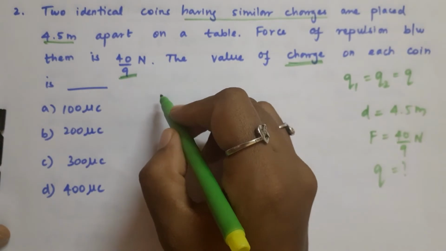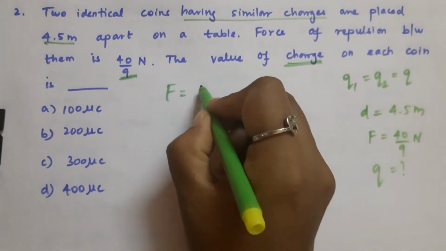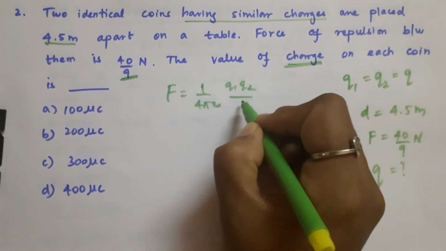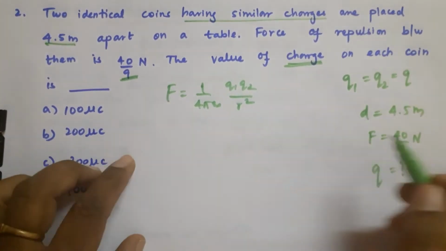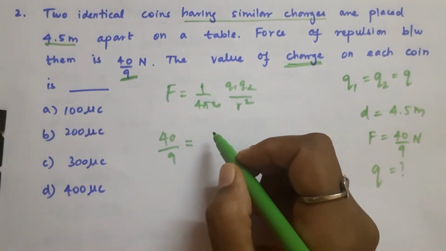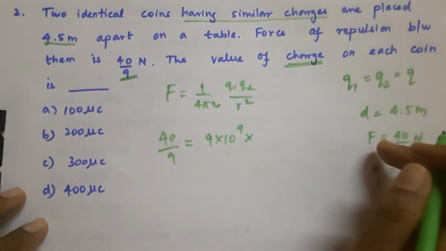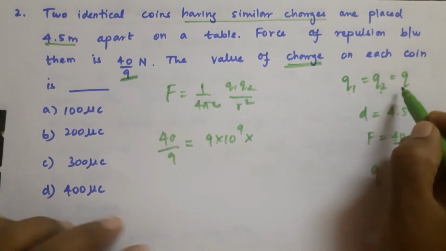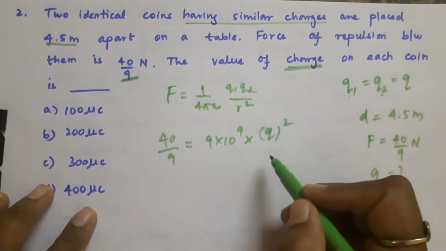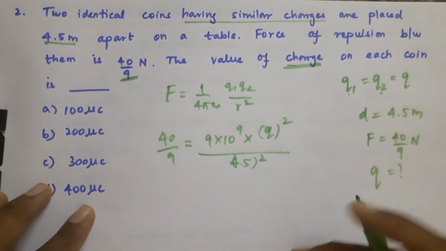What is the basic formula we know? It's related to Coulomb's law. F equals 1 by 4 pi epsilon naught Q1 Q2 by R square. So we know what F is. F is 40 by 9, which equals 1 by 4 pi epsilon naught, which is 9 into 10 power 9, into Q. Q1 equals Q2 equals Q, I told you. So I'll be writing here Q square. Q into Q will be Q square divided by R square. R square is 4.5 the whole square.